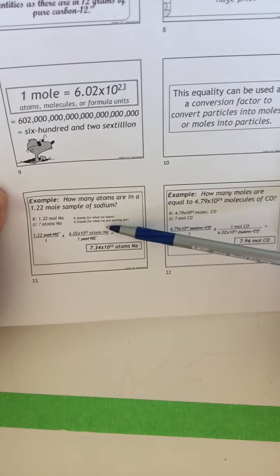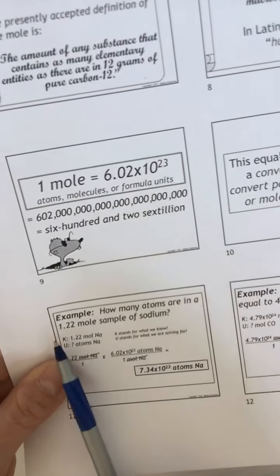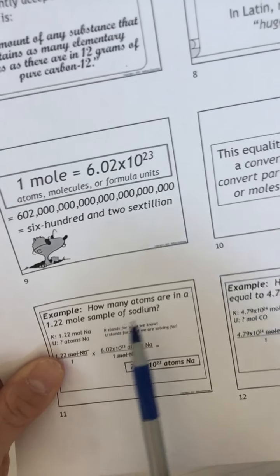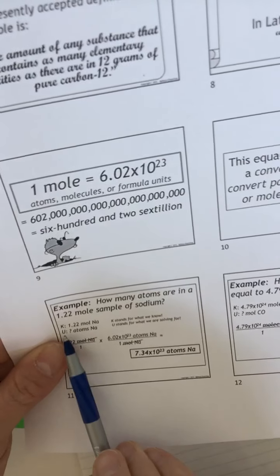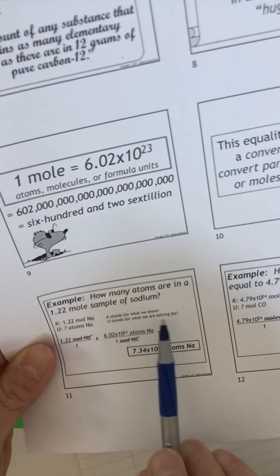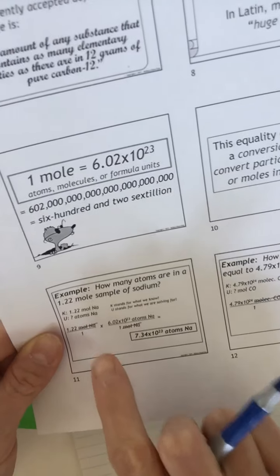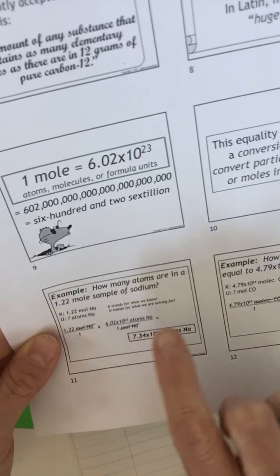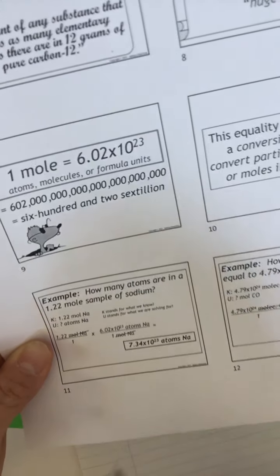Let's do this together so that we can see it, because otherwise I don't know that you'll get it without me trying. So they said, how many atoms are in 1.22 moles of a sample of sodium? That sounds scary. Let's look at it. So what was given in the question? K stands for what we know, and U stands for the unknown. Known, unknown. So what was given in the question? 1.22 moles of sodium. Do you see that? 1.22 moles of a sample of sodium. So I know I have that.